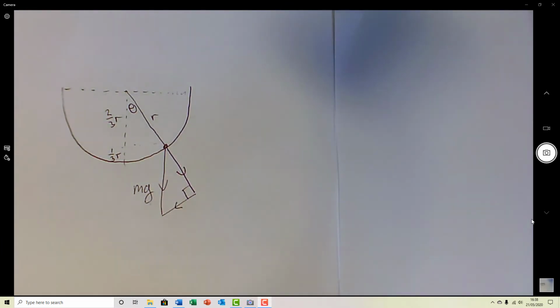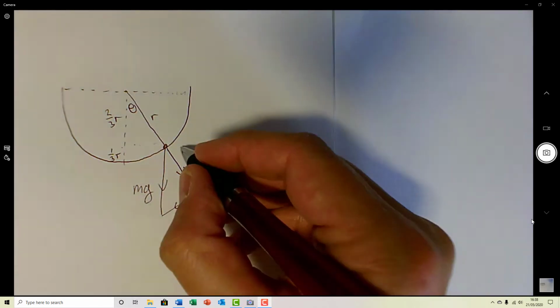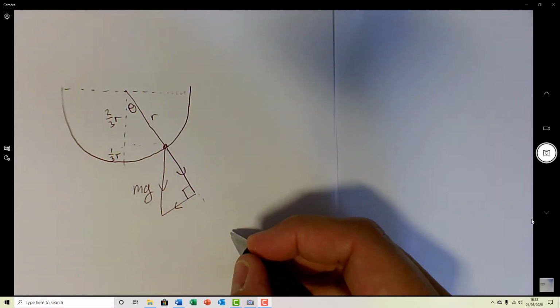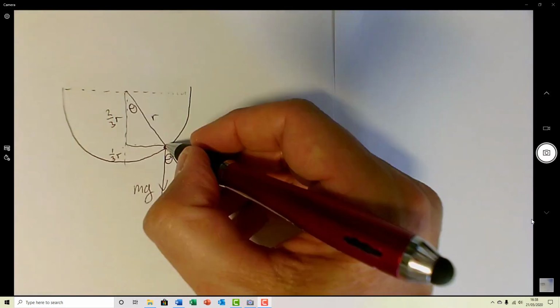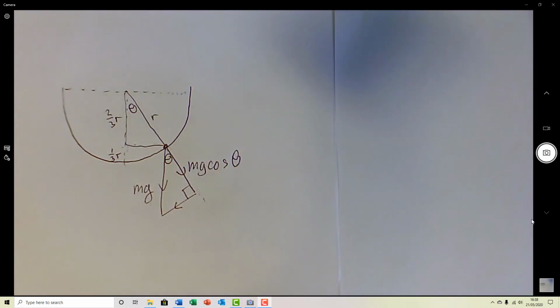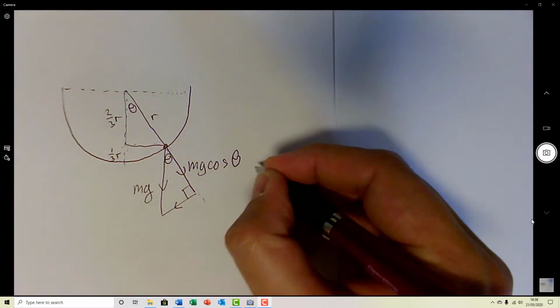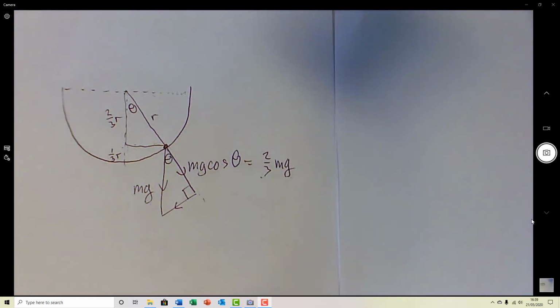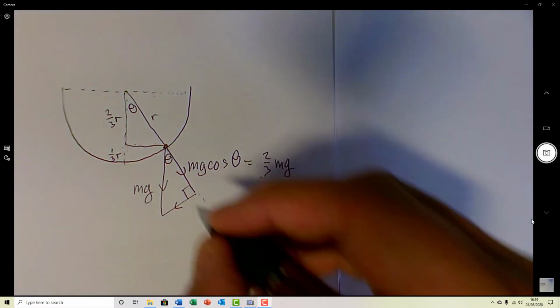What we are looking at is the normal reaction of the bowl on the particle. Therefore, we need to consider this component here, which is simply mg cos theta. But look, we have a triangle here such that the adjacent side is 2/3 r and the hypotenuse is r. Cosine theta is simply adjacent over hypotenuse, which in this case is 2/3. So a bit of the normal reaction is that.